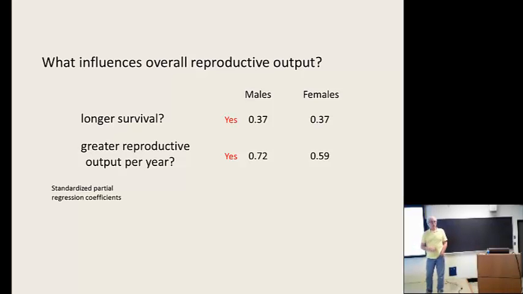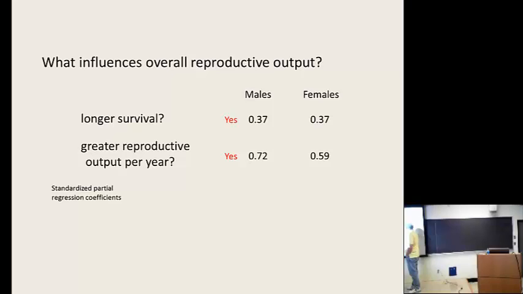Okay, we actually have the opportunity to ask what is responsible for that variation in reproductive output. We can ask the question, is it due to the fact that some colonies just survive longer than others, and therefore they have more opportunities for reproducing? Or is it due to greater reproductive output per reproductive opportunity? And the answer to both of those is yes.